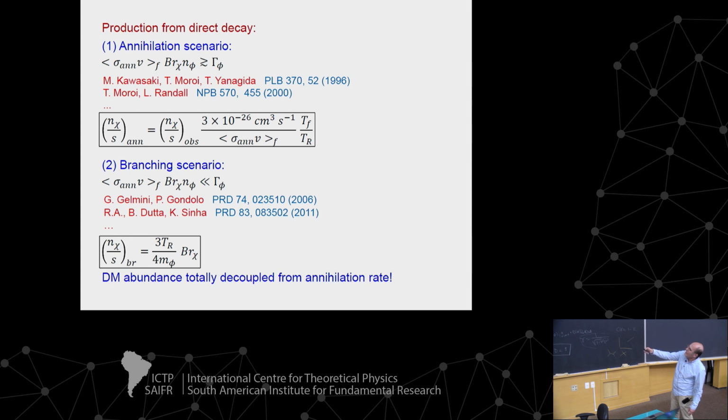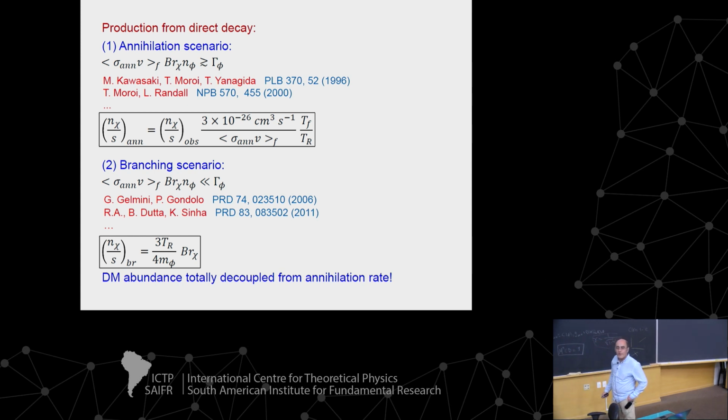And I think the first paper I could find written on this is the Gelmini-Gondolo paper. If you know of earlier papers, please bring them to my attention. In this case, since there is no further annihilation, whatever is produced is whatever we will get at the end. So for that reason, that may be called the branching scenario.